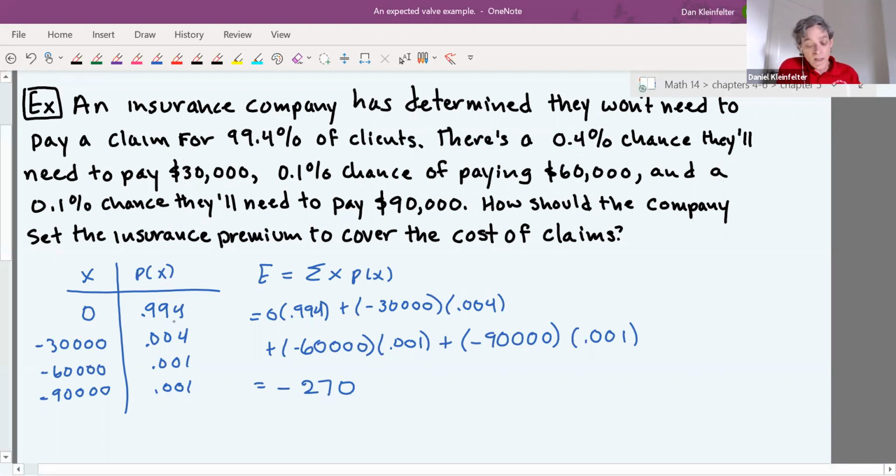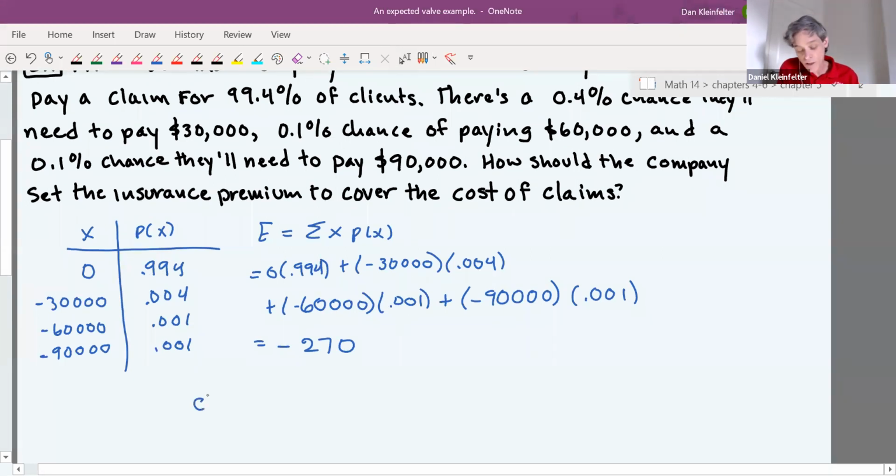Basically, we know that 99.4% of the time the insurance company won't pay out anything. But then there's these very small chances that they'll end up paying out these large amounts. So on average, it's going to be as if they paid out $270 to everybody, right? That's the long run average. And so to offset that, we should charge $270. That would be how they should set their premium to cover basically these payouts.